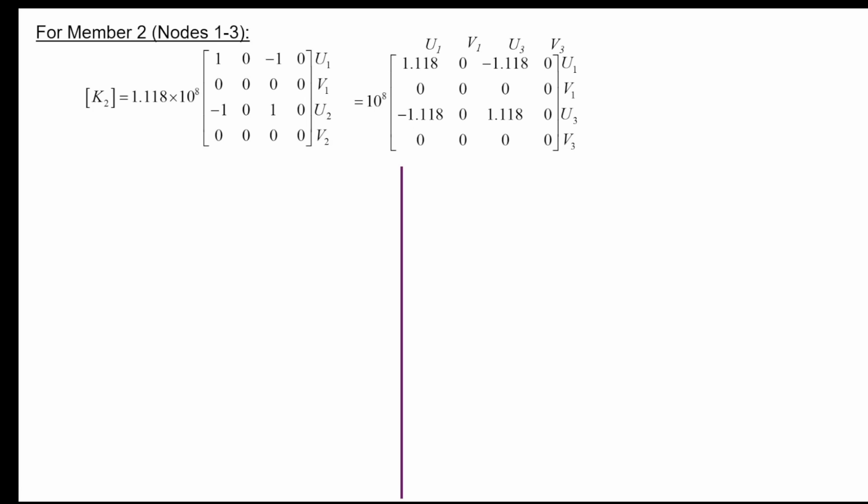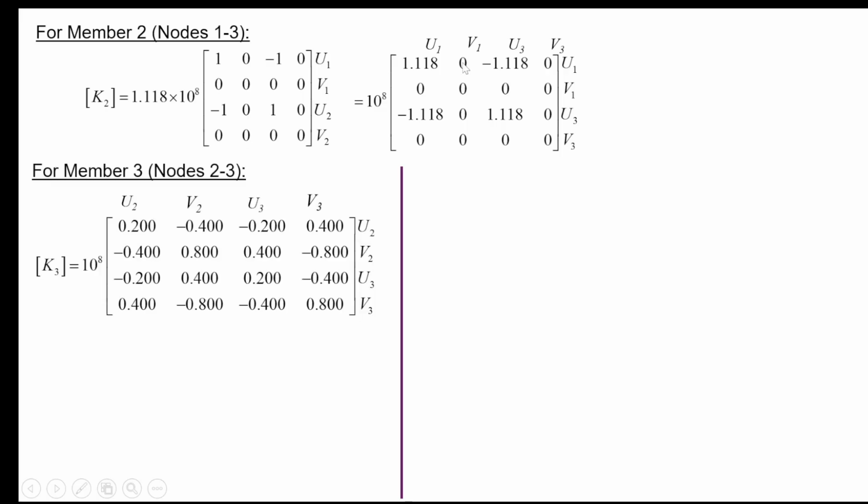So in order to maintain 10 raised to 8, so that the stiffness matrix of member 1 and member 2 and all the numbers will be expressed in terms of 10 raised to 8, we need to multiply by 1.118. So when we do that, this is how the stiffness matrix for member 2 becomes like this.